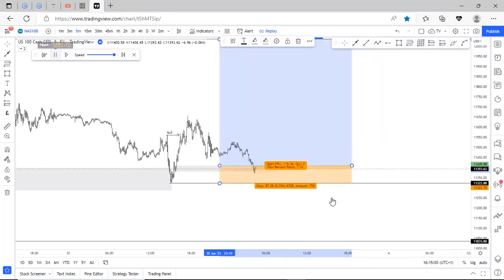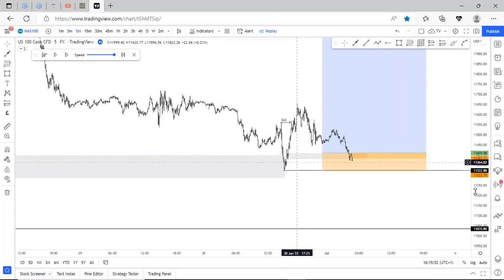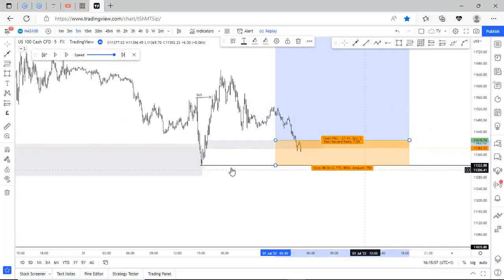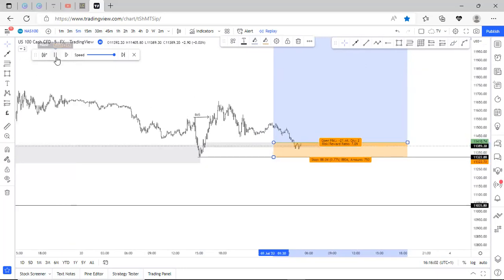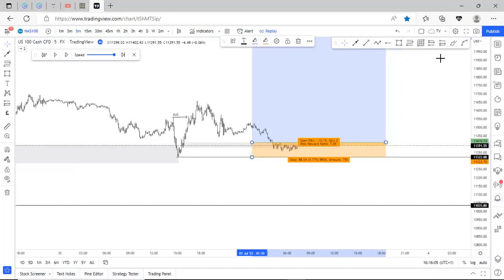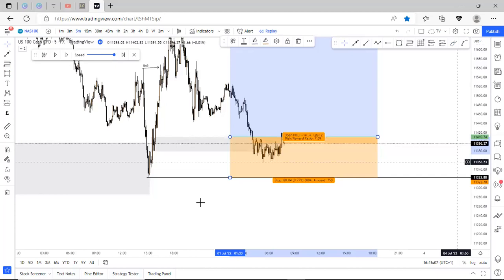Okay, so market finally taps into our zone and we've now been tapped in. Let's see if we will make profit on this trade or this trade will hit stop loss. Okay, so we are still in a drawdown, and this is why I said the other time you want to make sure you are giving your trades room to breathe.